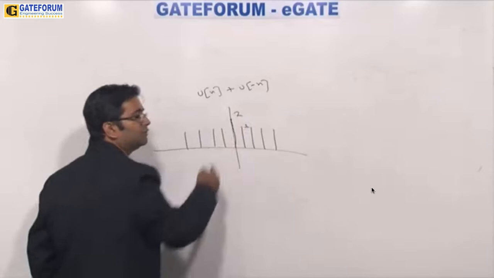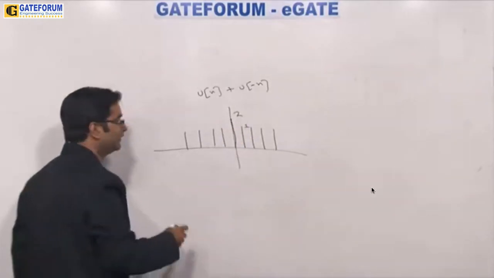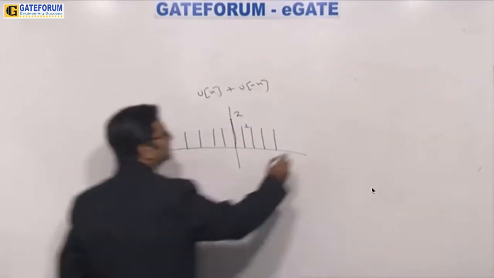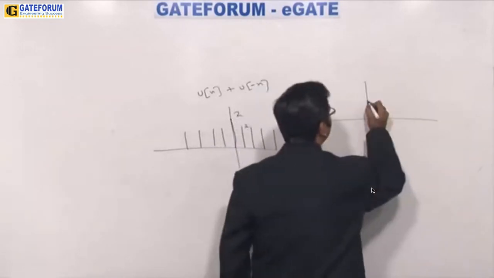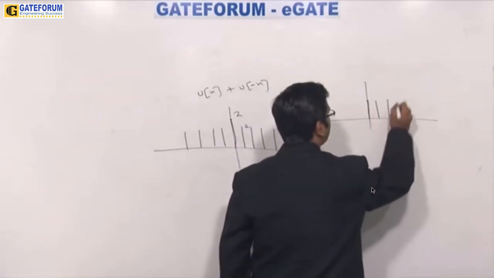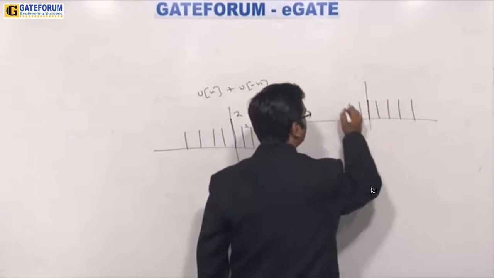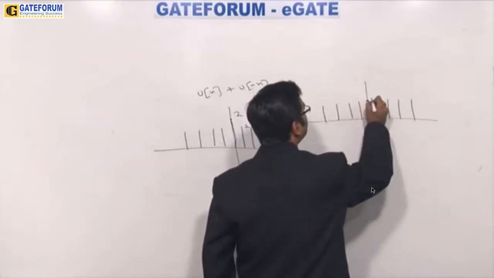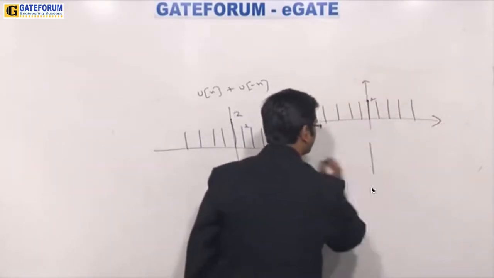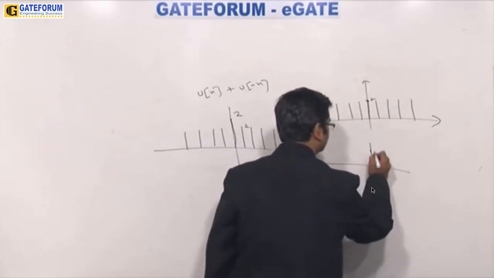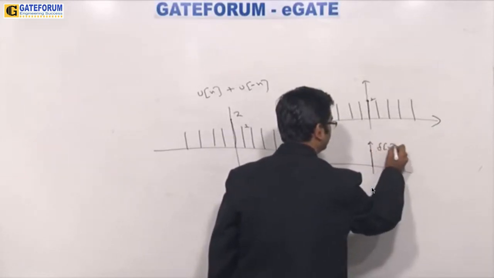At n equal to 0 it is 2, and for remaining values of n it is 1. So it is just like this. There are two signals. One is this, where all values are 1, and one signal is this, which is delta of n.